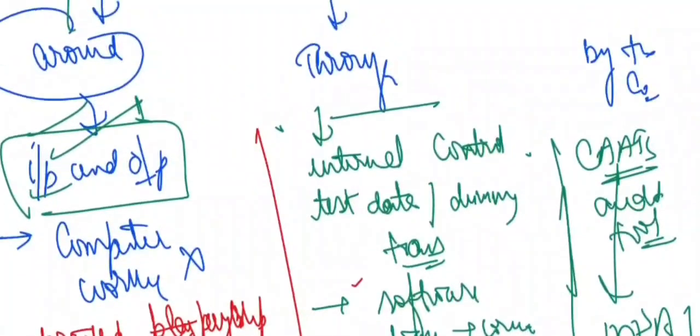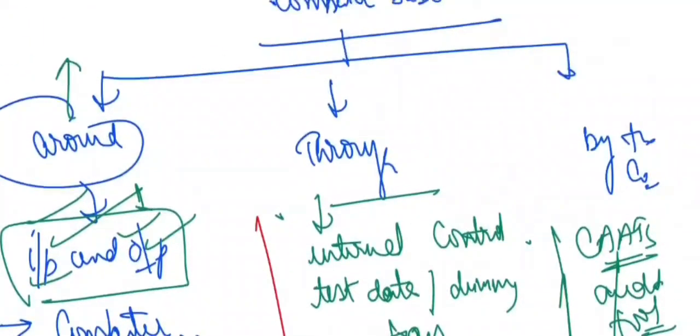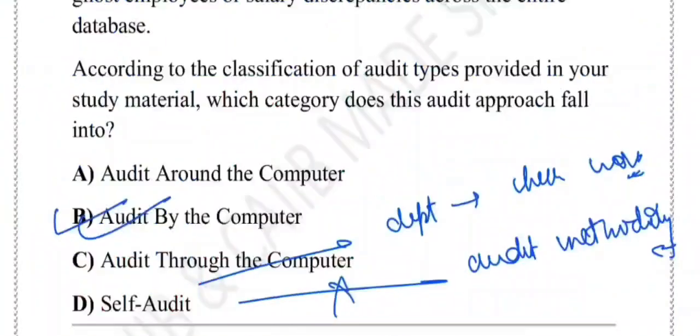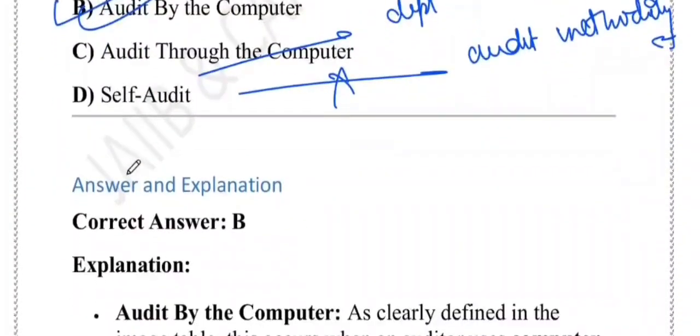And if the question says they are looking around the computer, at input and output only, then it is auditing around the computer. Okay, so I hope it is crystal clear now. Option B is the correct answer to this question.